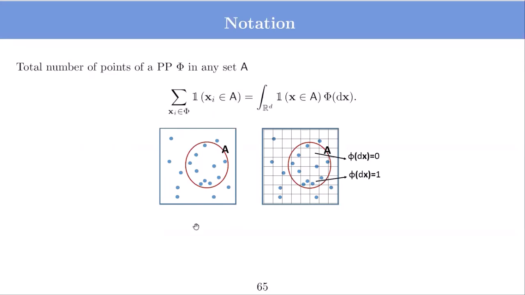So this is the point you can look at. There are different points. I go to each point and ask, are you in A? And only these points answer 1. So if I add them, I get the total number of points in set A.